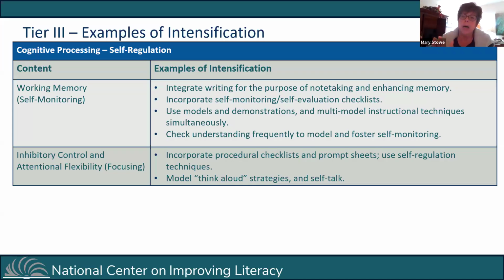So it's not only modeling the instruction in reading that we need to provide the model for, we also need to provide the model for the use of the checklist as well. We also need to provide that thinking aloud for students so that they know what they should be thinking as well. And so when we look at the next piece in regard to inhibitory control, excuse me, it's later in the evening. We need to think about, again, that think aloud strategy, self-talk, incorporating checklists for students, prompt lists, and so on.